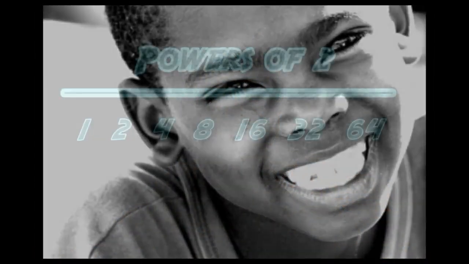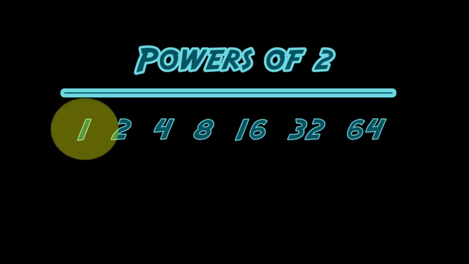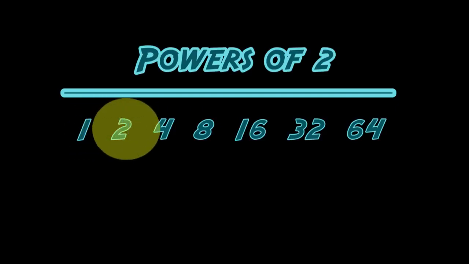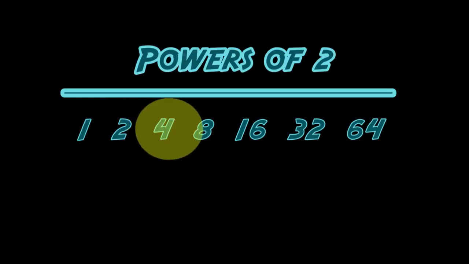First, let's be sure that we understand that any number can be represented by the power of 2. So, starting with the first number, 1, we have 1, 2, 1 plus 2 makes 3, we have 4, 1 plus 4 makes 5, 2 plus 4 makes 6, 1 plus 2 plus 4 makes 7, 8, and so on.